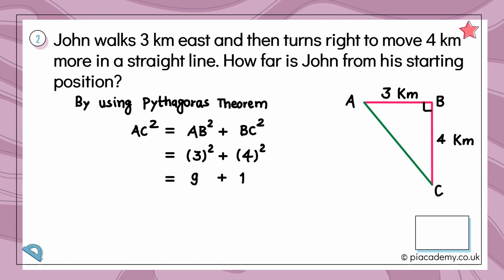Thereby simplifying, we get 9 plus 16. So the addition is 25, and therefore AC squared is equal to 5 squared, which in turn gives us AC equal to 5 kilometers. So John is 5 kilometers away from his starting position.